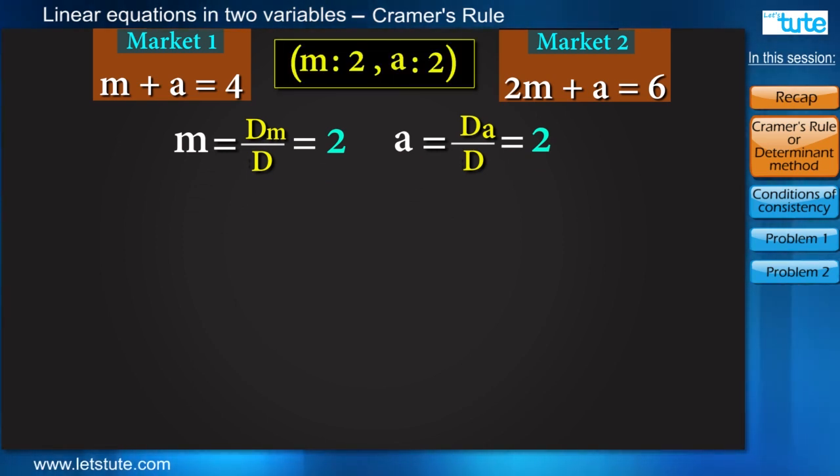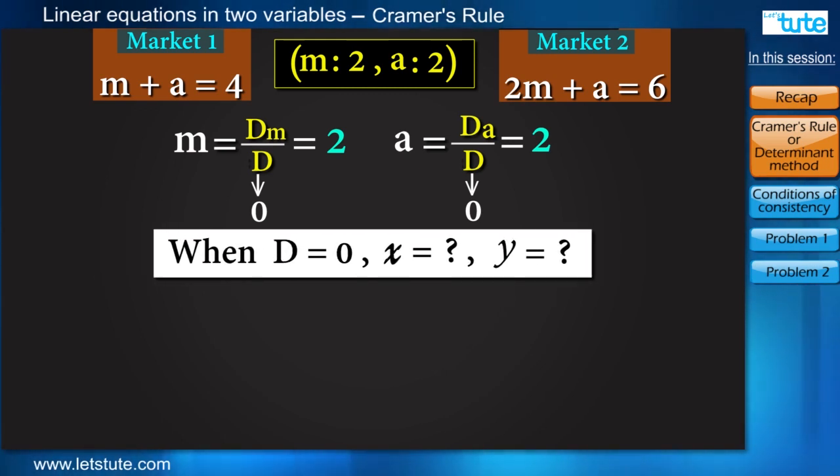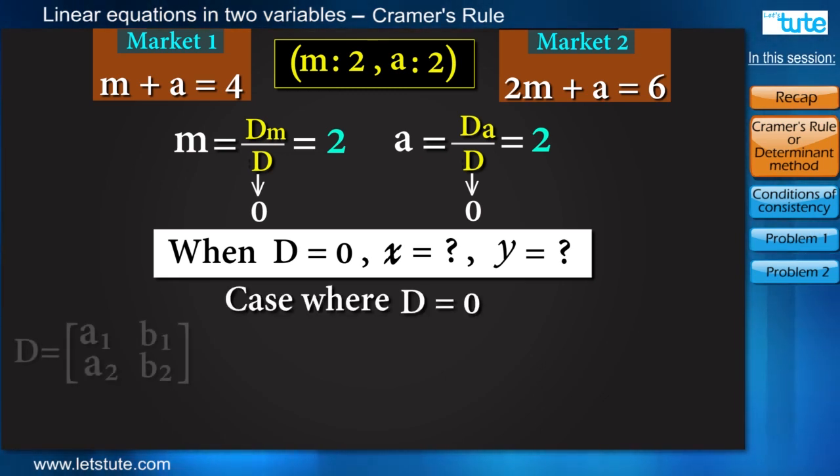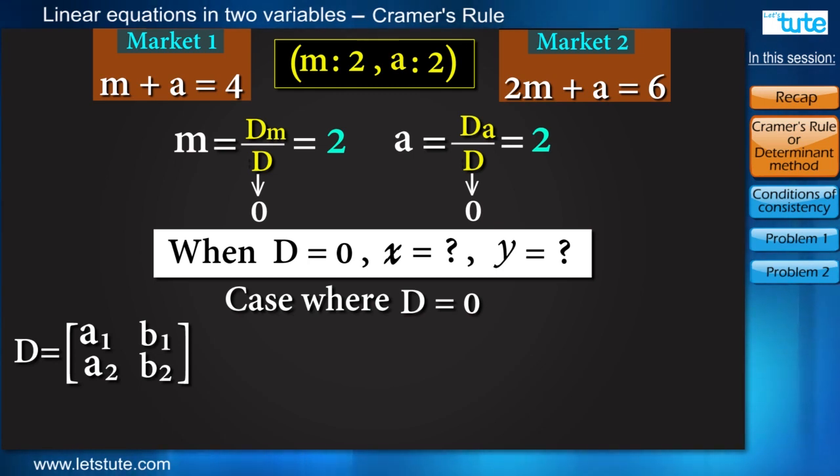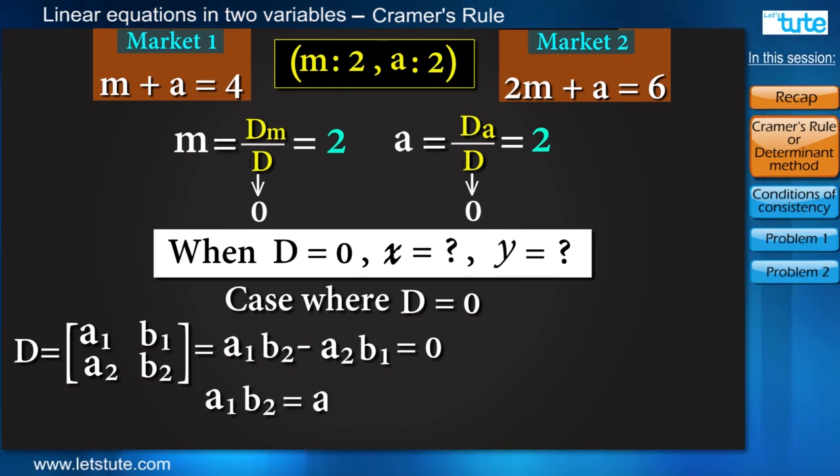But the seller had a confusion regarding the calculation. As we all know, a ratio is undefined if its denominator is 0. On similar lines, he thought that when D is equal to 0, how will he get the unique solution? First of all, we will see under which case we will get D equal to 0. It is only when a1b2 minus a2b1 is equal to 0, or we can say when a1b2 is equal to a2b1.